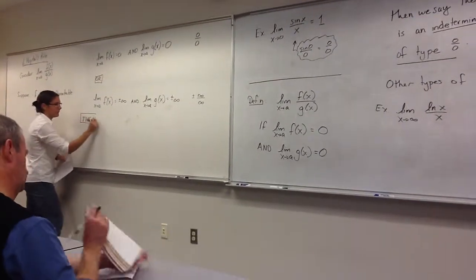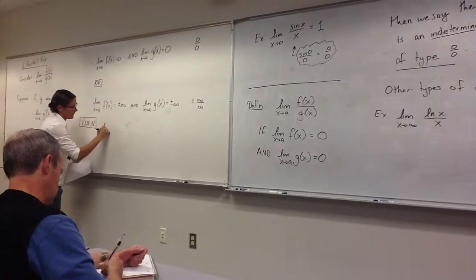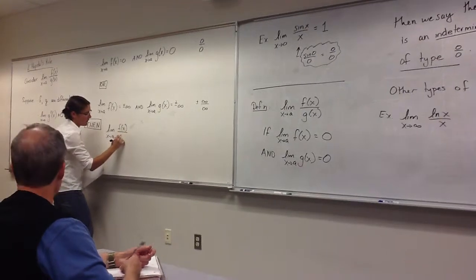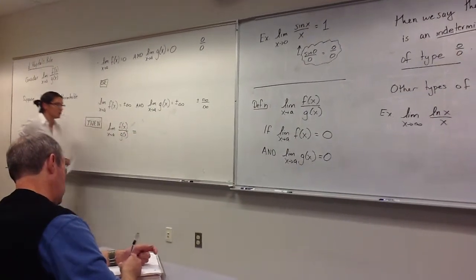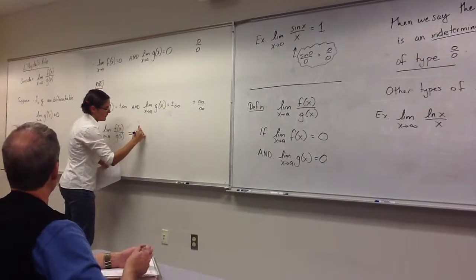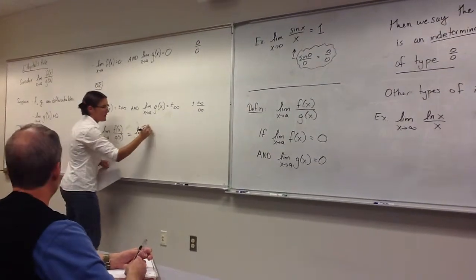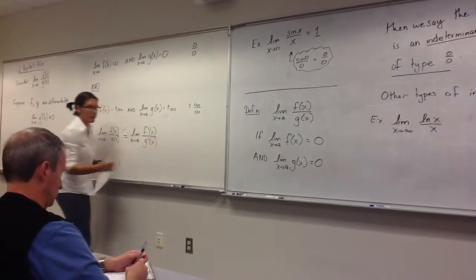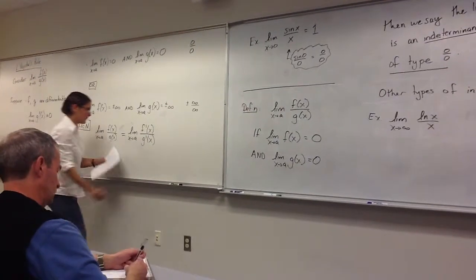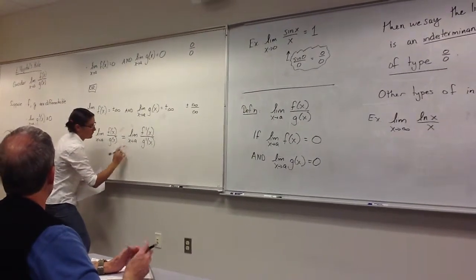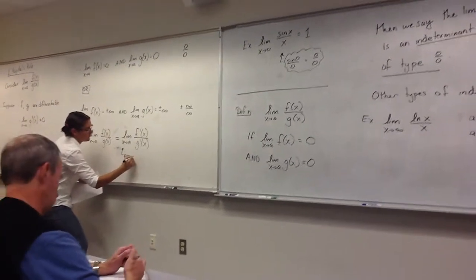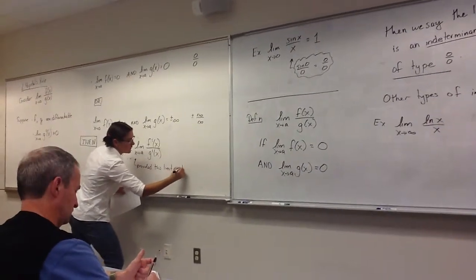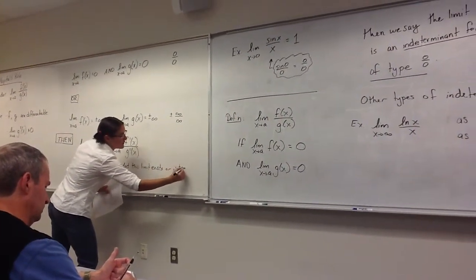then the limit as x approaches a of f of x over g of x is equal to the limit as x approaches a of f prime of x over g prime of x, provided this limit exists, or is plus or minus infinity.